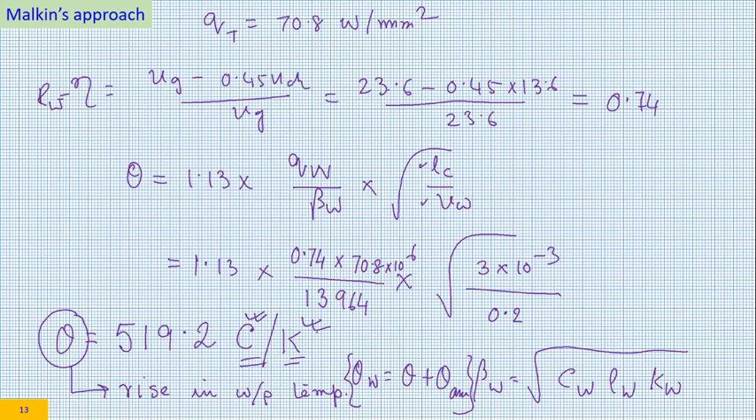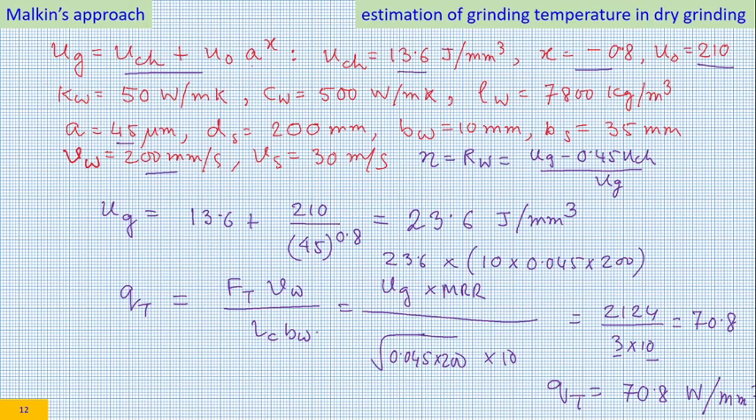What approach have we taken? We have taken Malkin's approach. What is the speciality of Malkin's approach? The speciality or peculiarity of Malkin's approach is that Malkin proposed this empirical equation, and based on that empirical equation, the apportionment coefficient has been calculated.